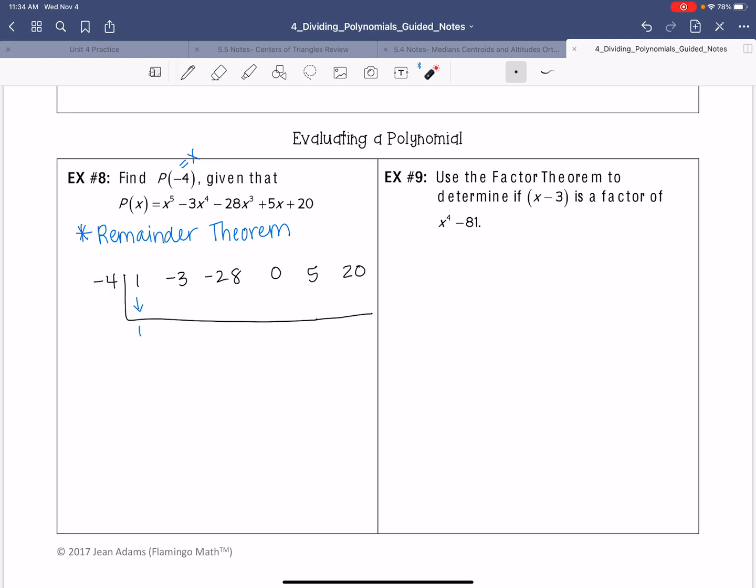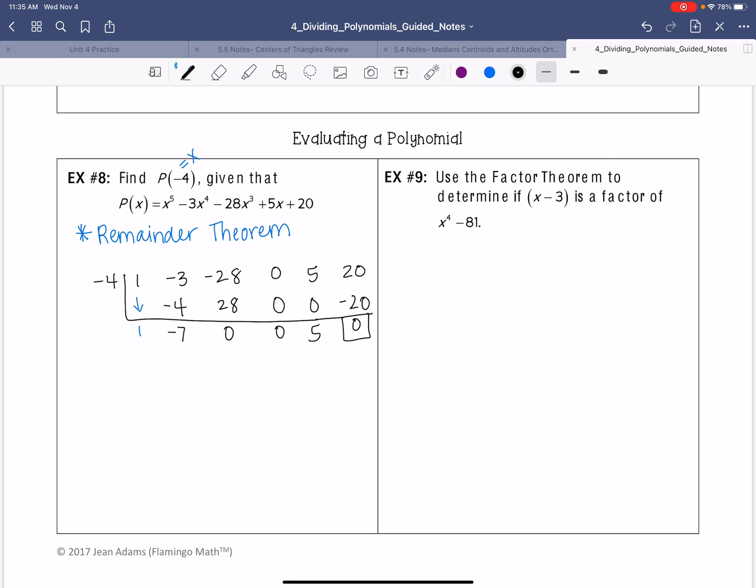So we do 1 times -4, which gives me that -4. Add those two numbers together: -3 plus -4 is -7. -7 times -4 is positive 28. Add those together, I get 0. Keep going. 0 times -4 is 0. 0 plus 0 is 0. Keep going. 0 times -4 is 0. 5 plus 0 is 5. 5 times -4 is -20. Add, I get 0. The last number is always your remainder.